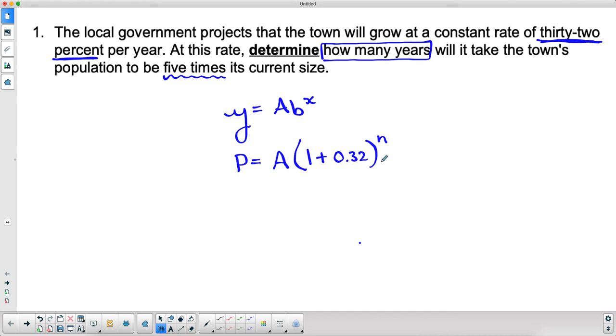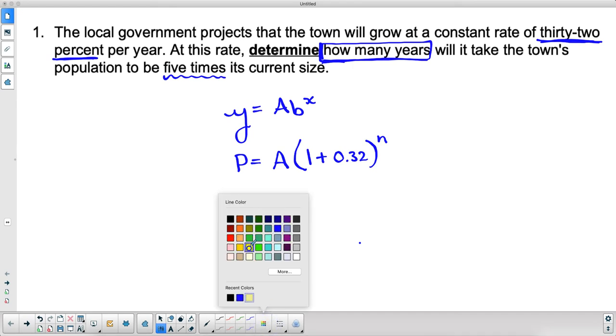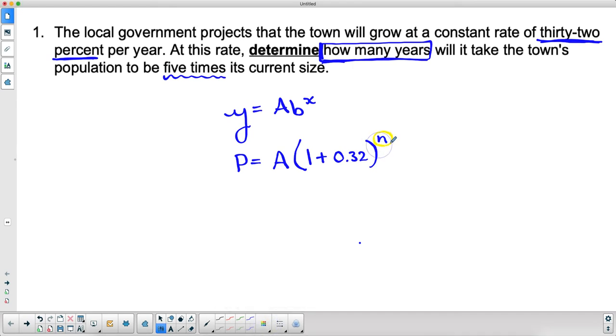Now we have to figure out how to use this to find out what we're talking about. So this is what they're asking us to find, how many years, and how many years is the N. So I'm just going to take my color here. I'm going to circle what we're trying to find. Just circle it. Okay, so we're trying to find N.